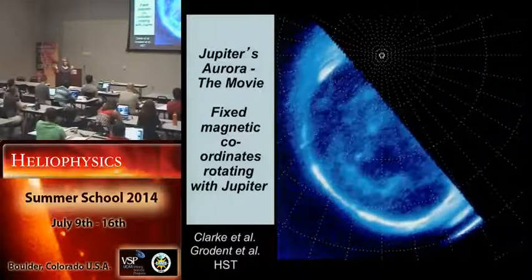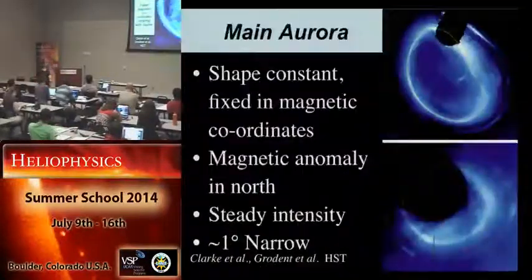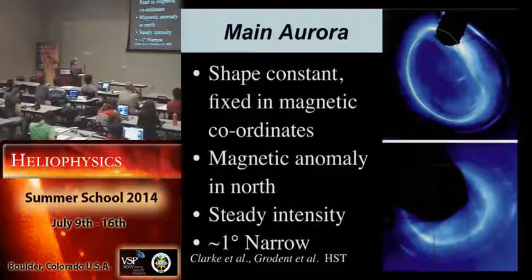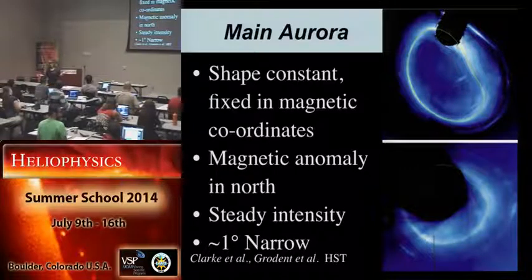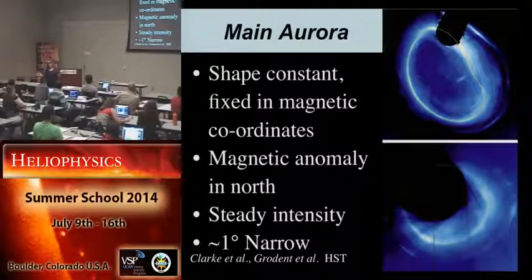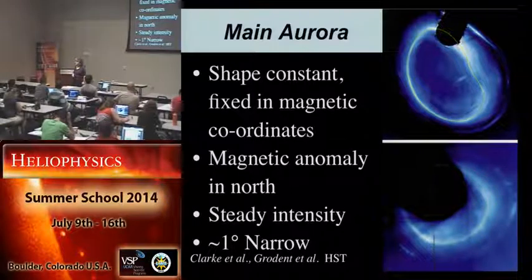Okay, so this is very different from the Earth's aurora. This main auroral oval, when we average it, is very steady. There's very little variation. It's about 1 degree narrow. It barely changes with the solar wind. There is also a magnetic anomaly up here, a bit like the South Atlantic anomaly for the Earth, so a non-dipolar component to the magnetic field. And the North Pole is way offset from the rotation pole compared with the South Pole.